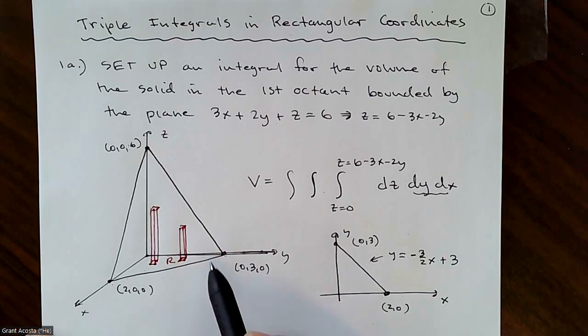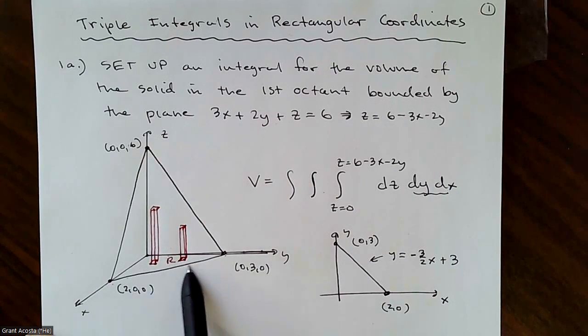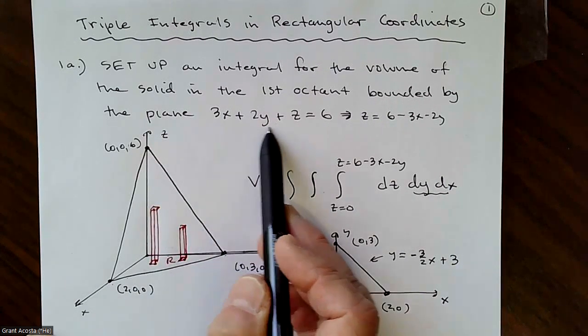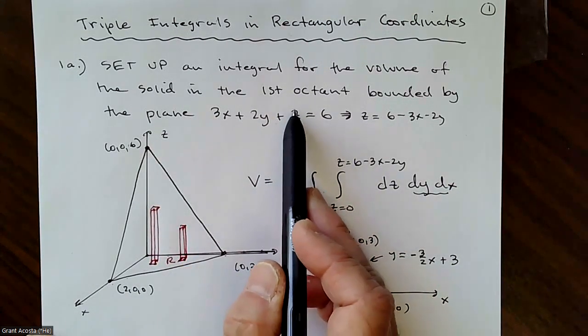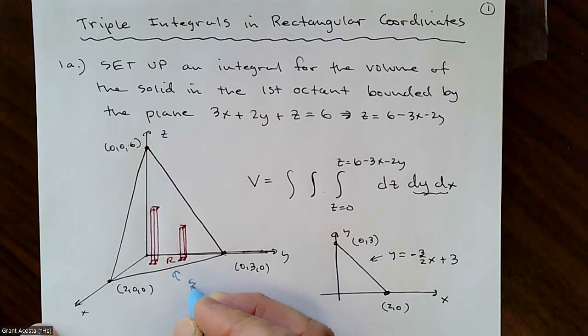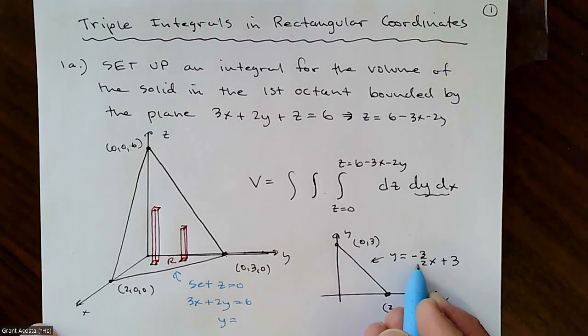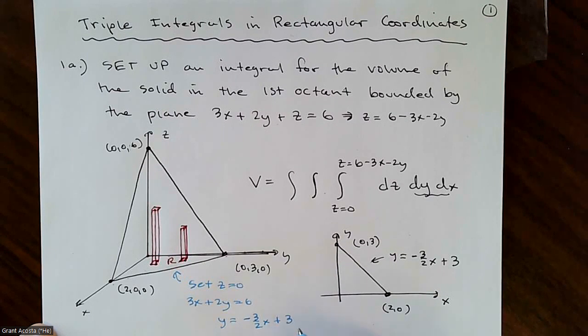Also, if you recall, we did this earlier. This line right here is all of the points on my plane where z is equal to 0. So a sneaky way to find the equation of this line is to set z equal to 0 in your original equation, and that gives you 3x plus 2y equals 6, which if you solve for y gives you the same thing, y equals -3/2 x plus 3.